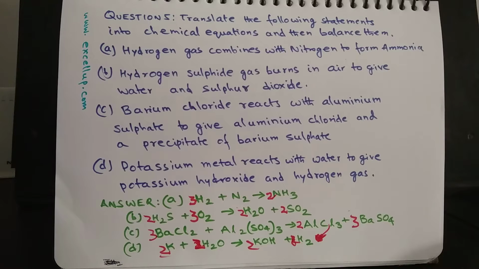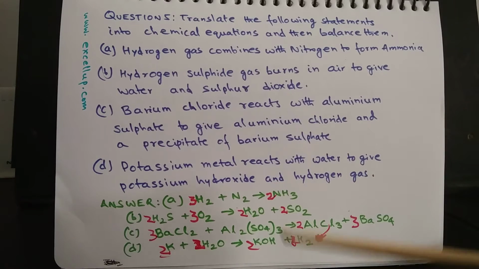B: hydrogen sulfide gas burns in air to give water and sulfur dioxide. The answer is 2H2S plus 3O2 is equal to 2H2O plus 2SO2. C: barium chloride reacts with aluminium sulfate to give aluminium chloride and a precipitate of barium sulfate. The answer is 3BaCl2 plus Al2(SO4)3 is equal to 2AlCl3 plus 3BaSO4.